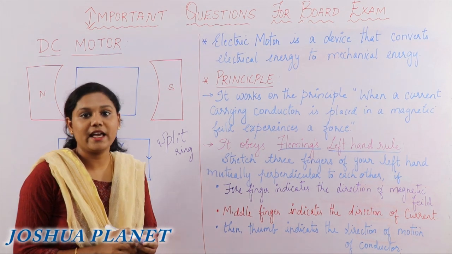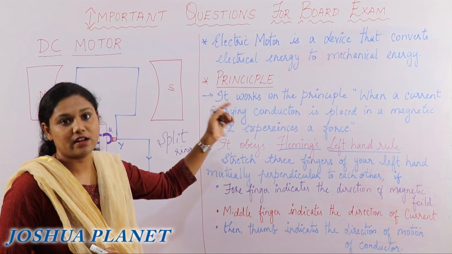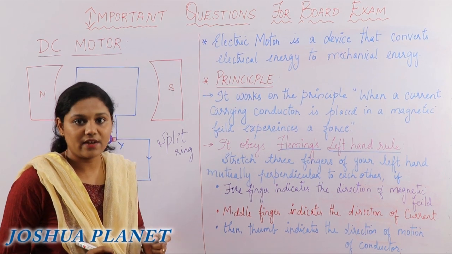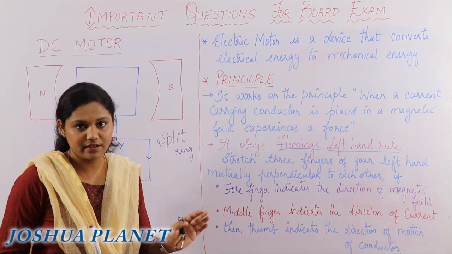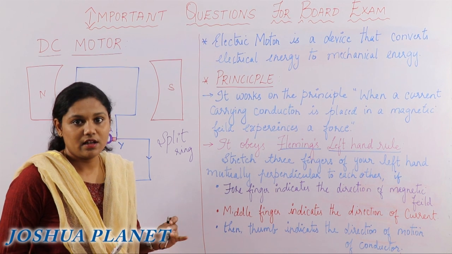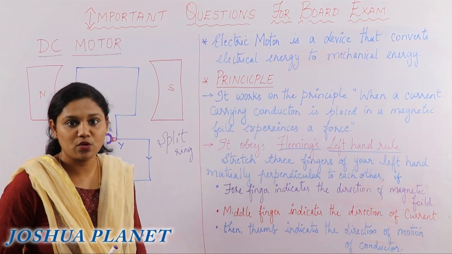Now, after the diagram, the next point that you will write is the definition of electric motor. So, what is the definition of electric motor? Electric motor is a device that converts electrical energy to mechanical energy. This would be the definition for electric motor. Okay, and next you have the principle. On what principle does electric motor work?